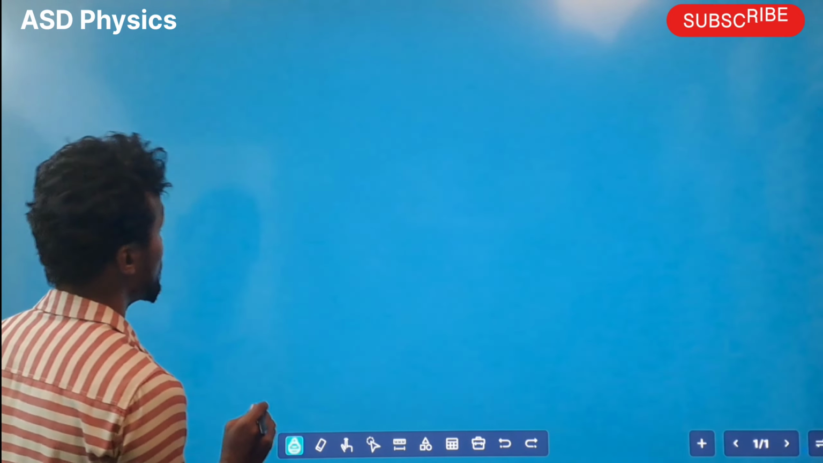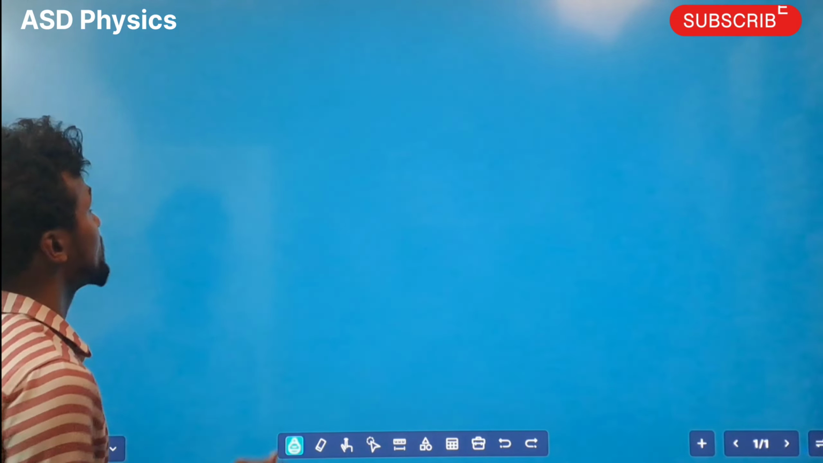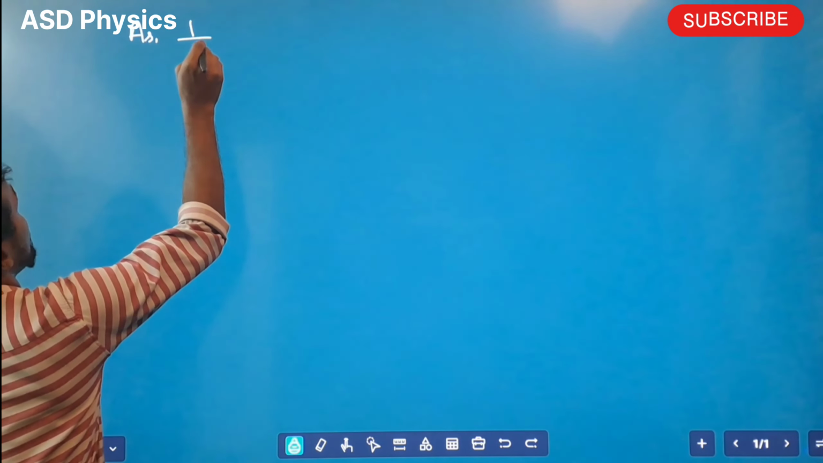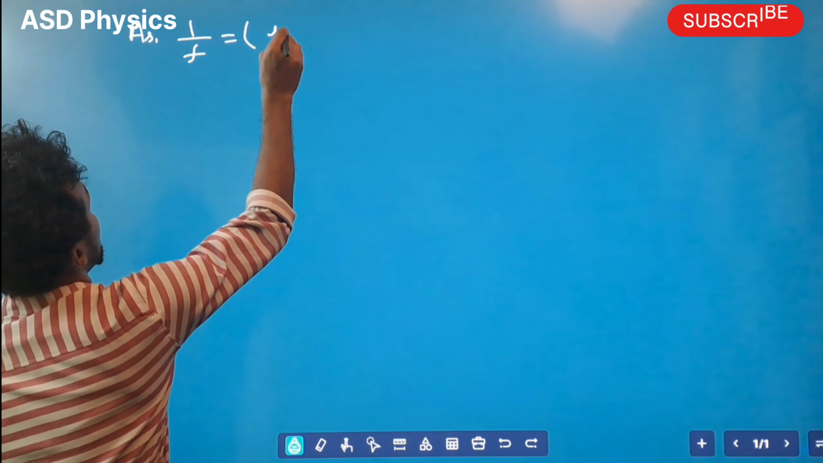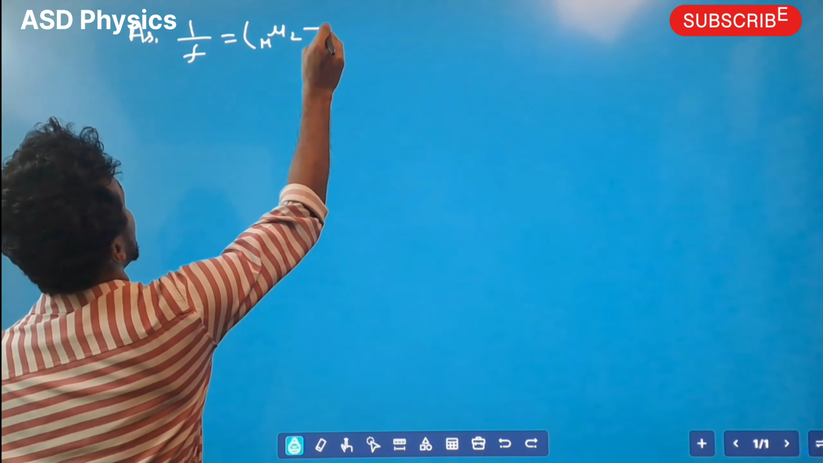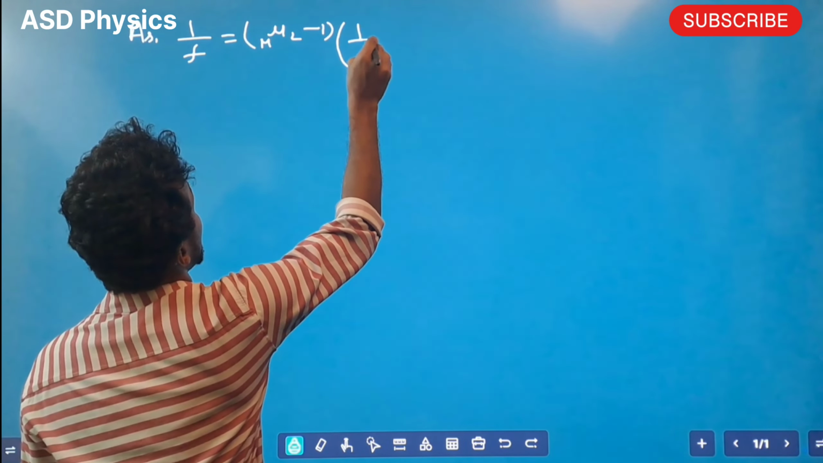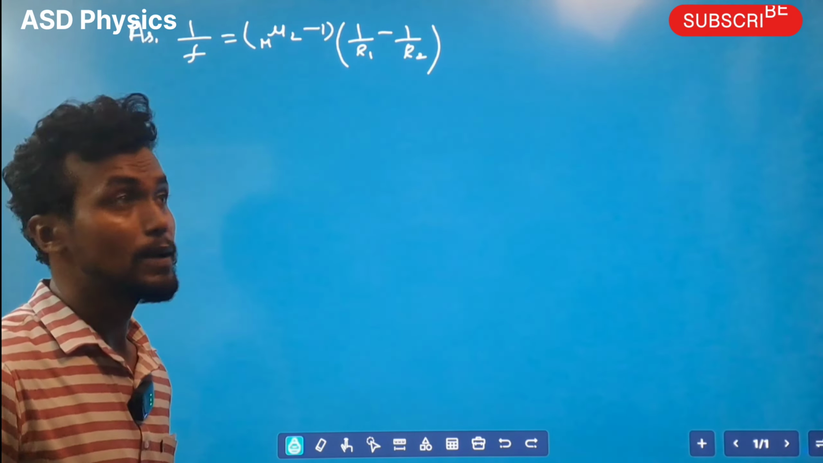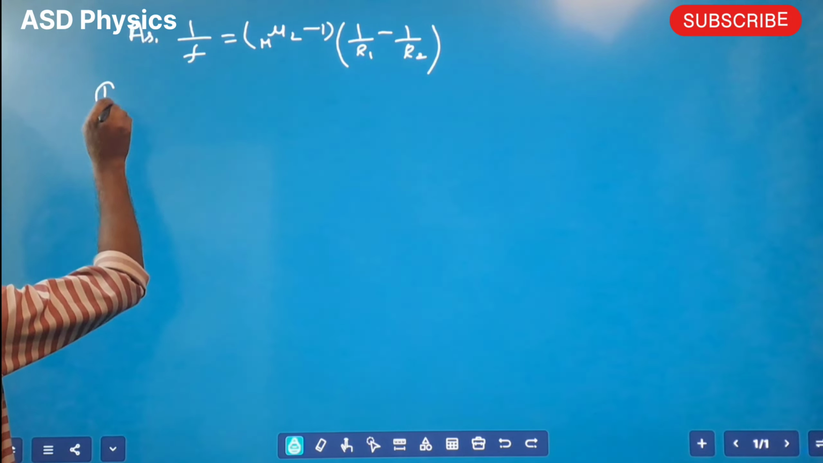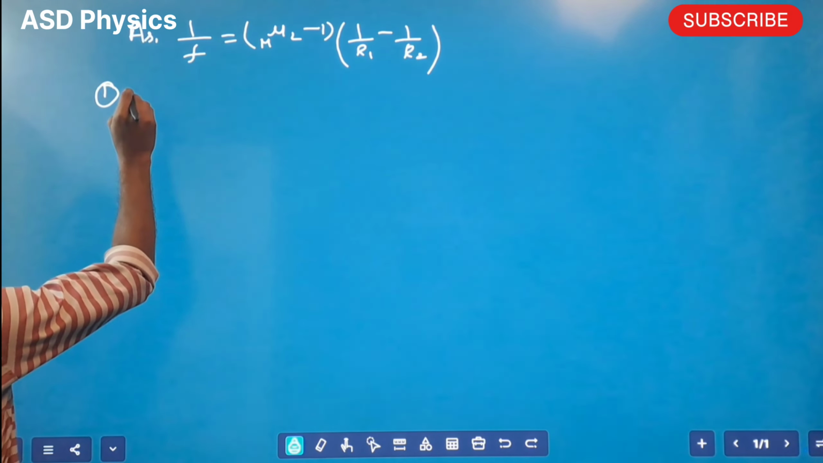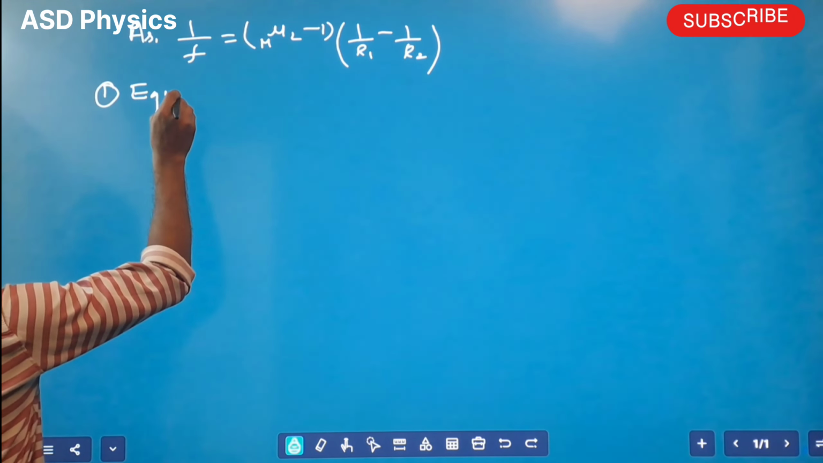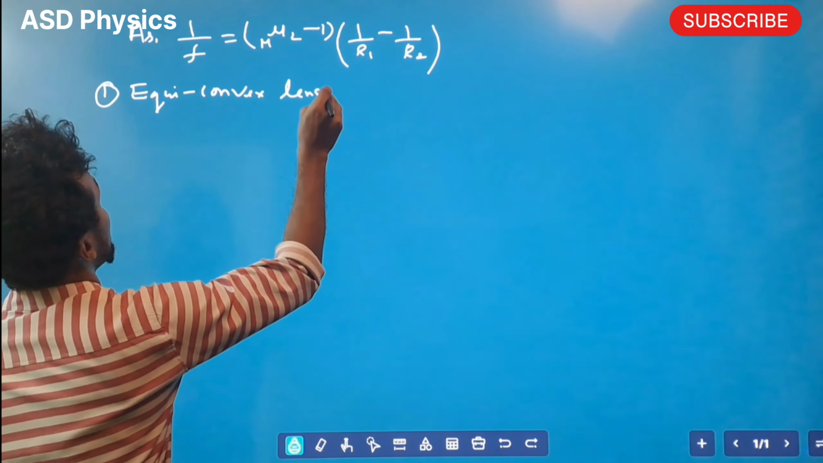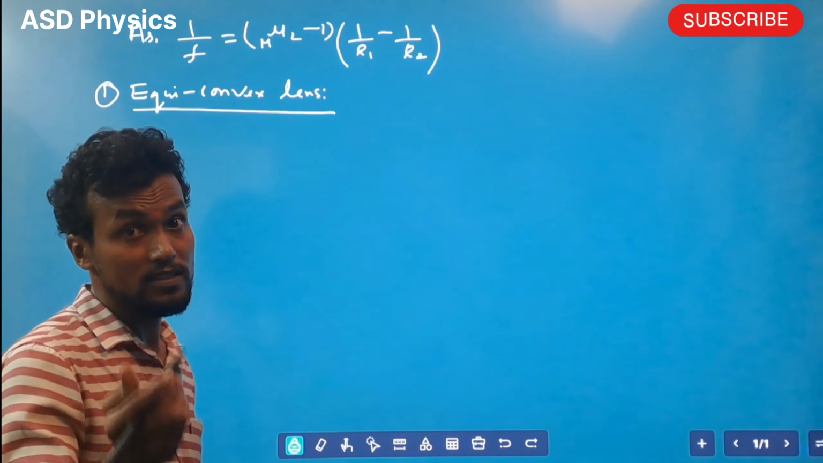Just see here, what derivation we have done? As you know very well, we have got 1 by f equal to mu lens with respect to medium minus 1, and here 1 by r1 minus 1 by r2. Now, first one, I am going to talk about the equi-convex lens. What do you mean by the equi-convex lens, students? It means the radius of curvature for both surfaces will be the same. Let me draw here.